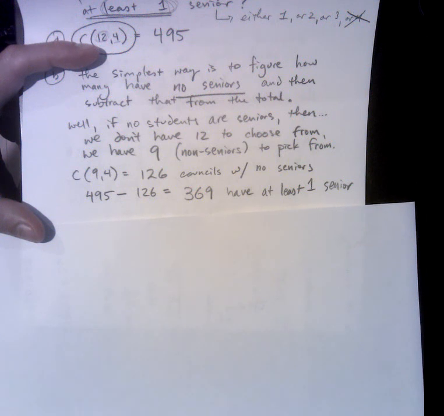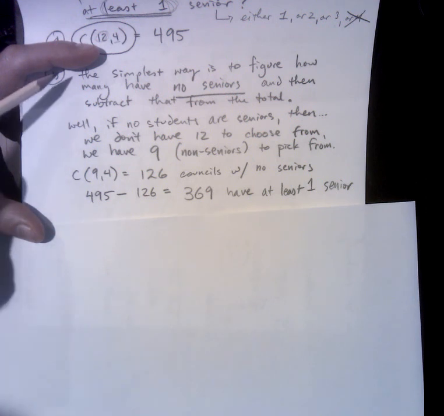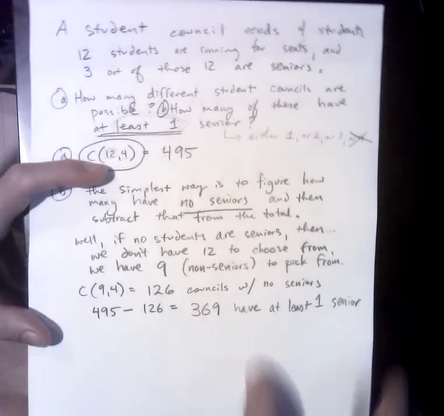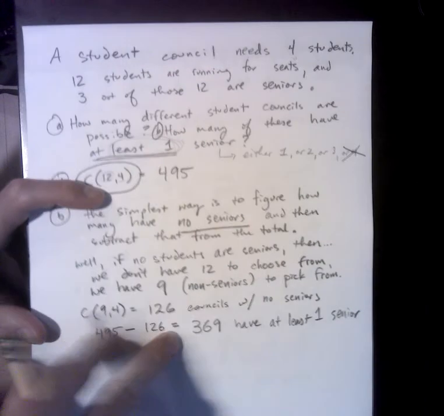Okay, we could have answered that a little bit differently, but in some cases, it's easier to calculate the number of ways that something doesn't happen and then subtract that from the total. That's what we did here. One more problem.